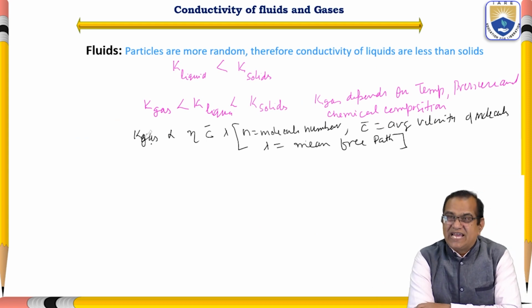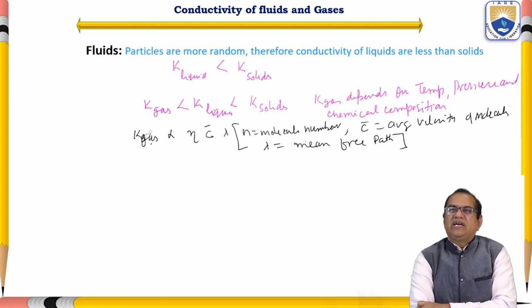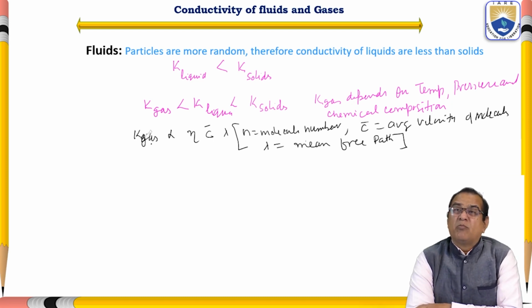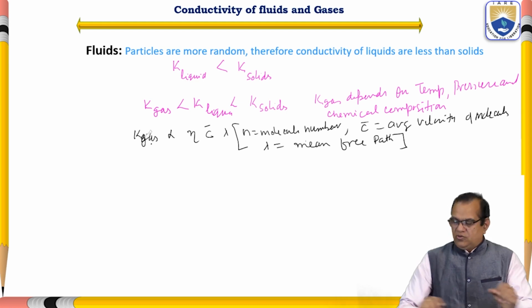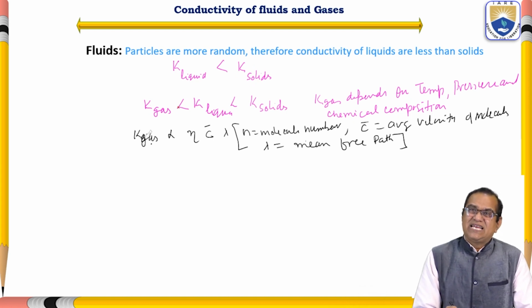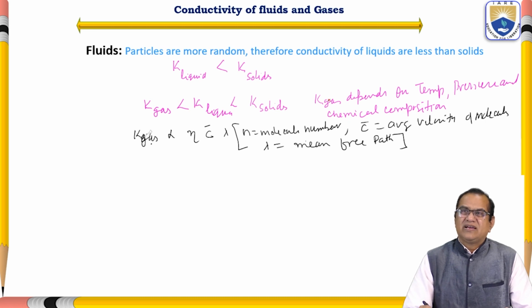Conductivity of fluids and gases. So how does conduction take place in fluids and gases? Fluid particles are more random, therefore the conductivity of liquids is less than that of solids. So K liquid is less than K solid. K gas is less than K liquid, and it is less than K solid. Conductivity of a gas depends on the temperature, pressure and chemical composition.